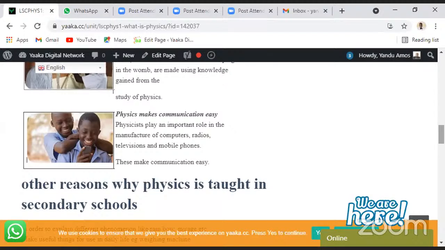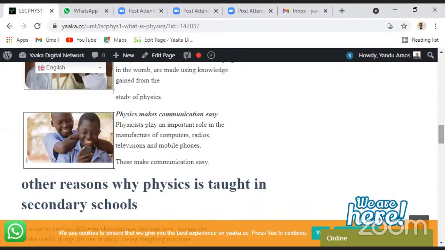You see, we are able to get ourselves. What has made communication easy is physics. Right now, you might be attending me on a computer or even a mobile phone. But it is the communication that has been eased by the knowledge acquired from physics. Is that okay? So that's how important physics is.